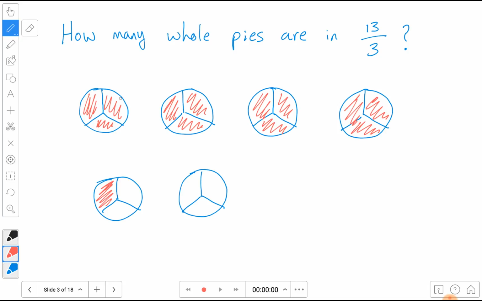So now we can look at how many whole pies are in 13 thirds. Well, we look at our picture. This one is completely shaded in. So is this one. So is this one. So is this one. So there are 4 whole pies in 13 thirds. Okay. This is 1, 2, 3, 4 wholes.